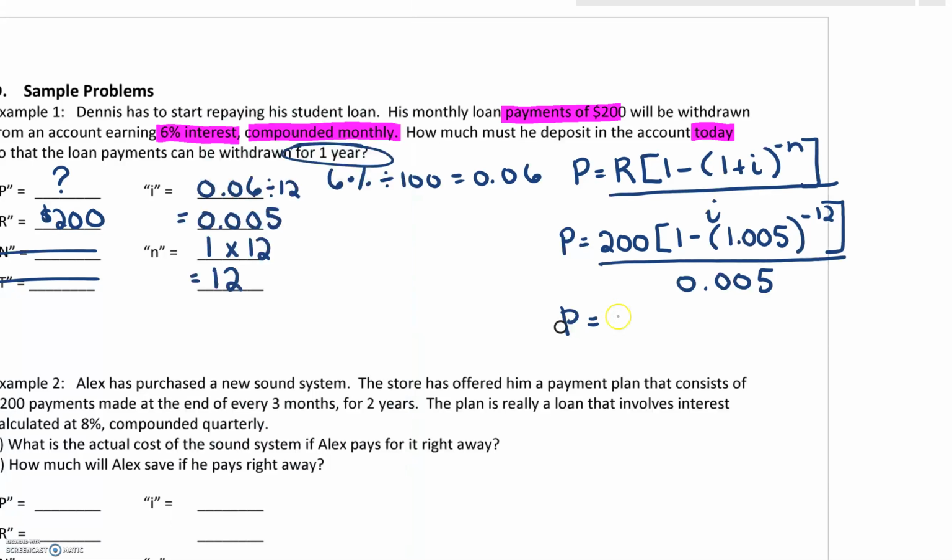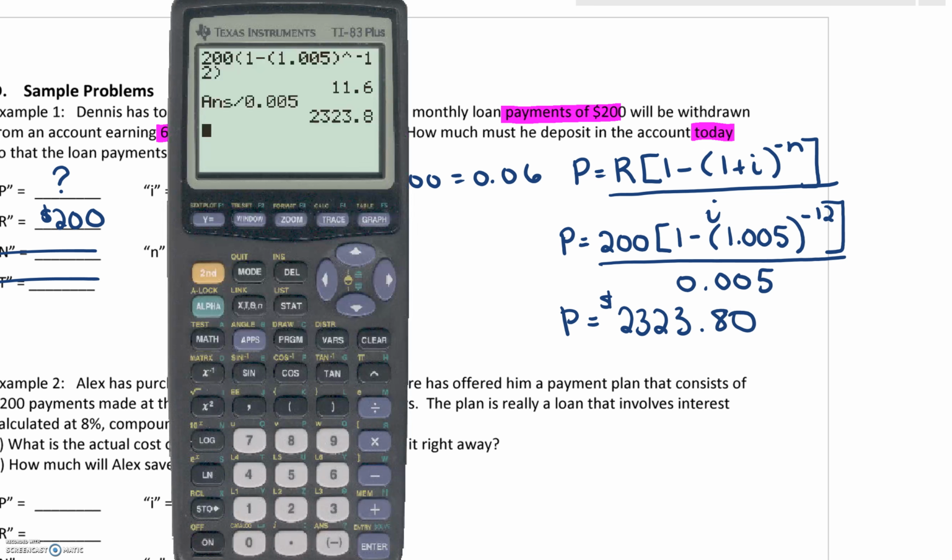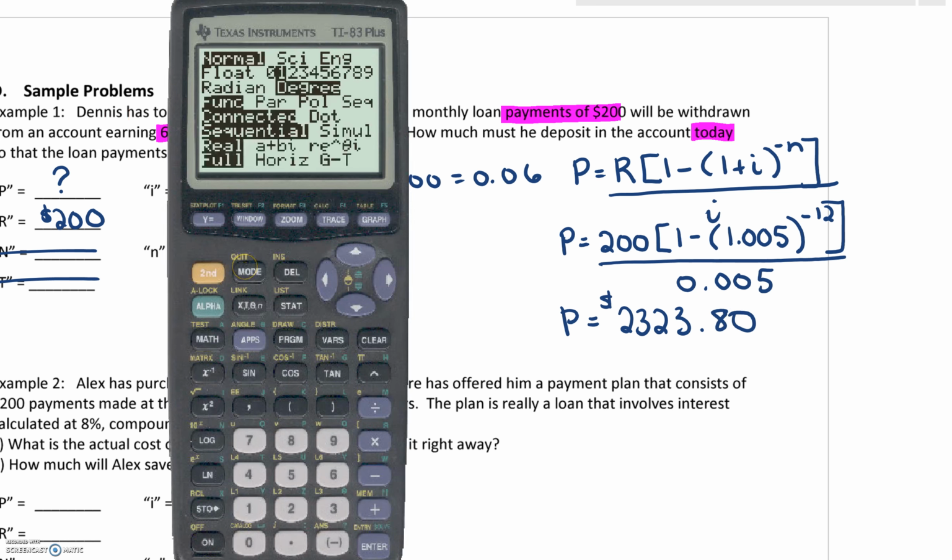So that's $23.23, so $2,323.8. However, we need to make sure that this is money and is represented by 80. Okay, I think my calculator actually is in float, or 1.